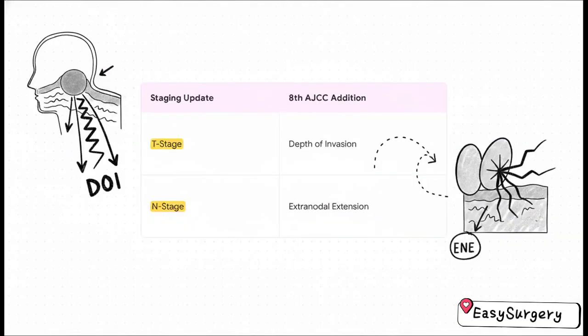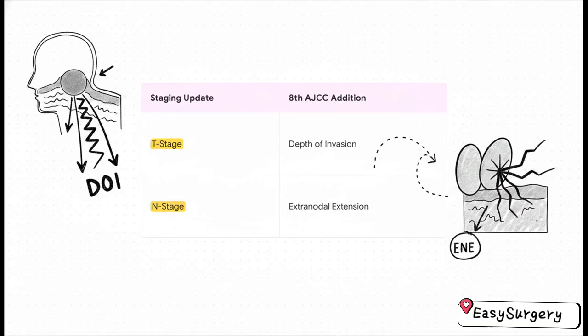Now, the 8th AJCC classification really updated the staging criteria to reflect what actually impacts patient survival. You can no longer just measure the surface size of a tumor. Depth of invasion, or DOI, is now a totally independent prognostic factor for the T stage.